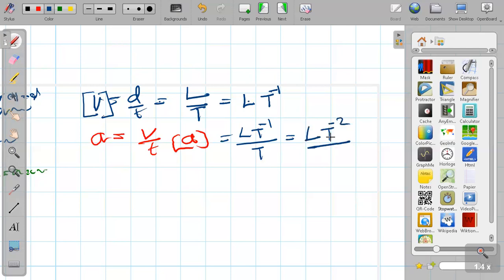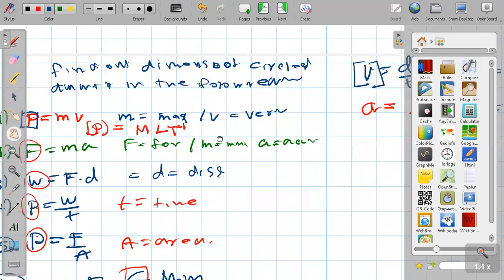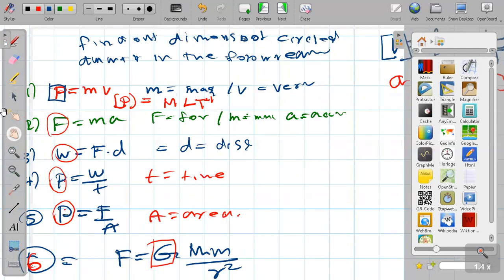This is the dimensions of what? Acceleration, if you want to apply. So here you need to find out the acceleration part. Dimensions of force, what is it going to be?